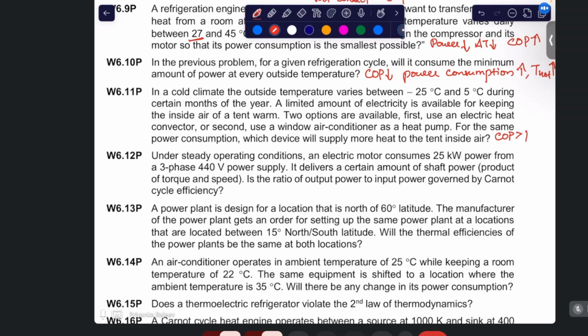From the cold ambient. So now an electric resistance heater should have at least 1 COP. So the heat pump is more effective in delivering heat per kilowatt of electricity. So it will be having more efficiency when compared to electric heater. Okay. So heat pump is the answer, because COP is greater than 1.